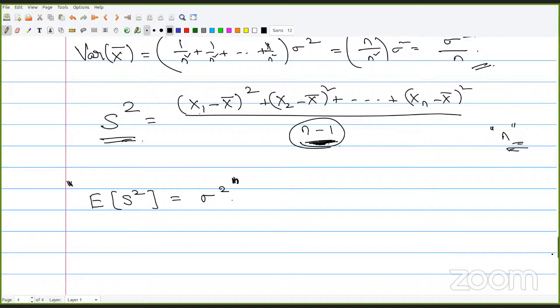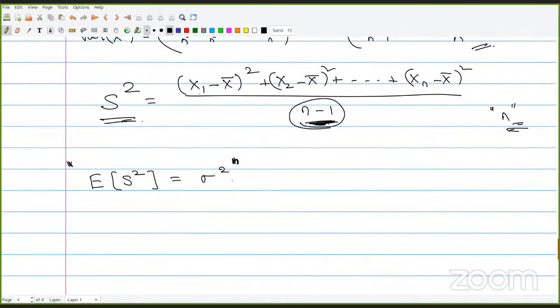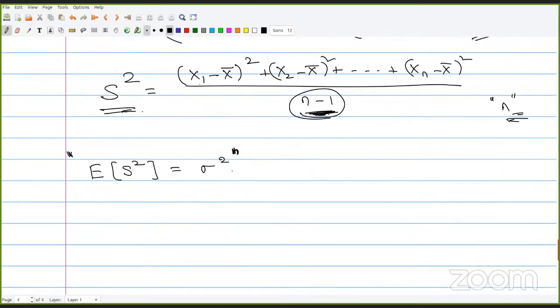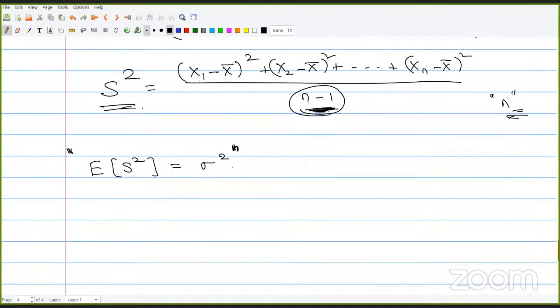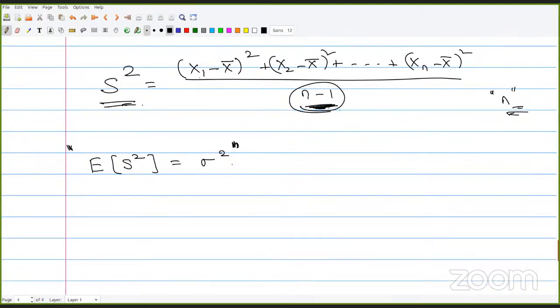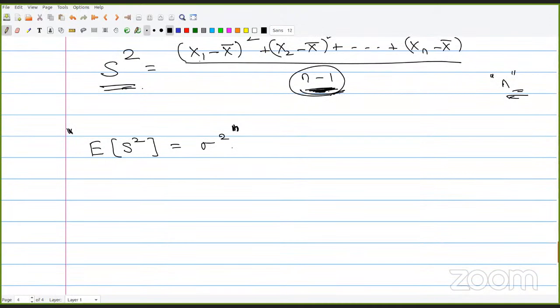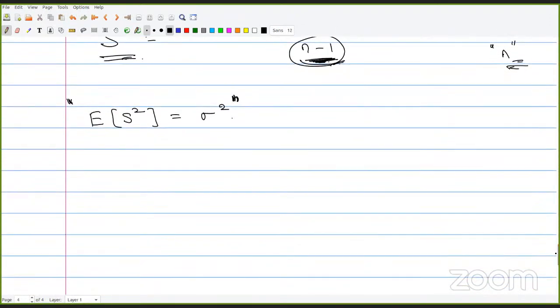So I will just show you very simply. Try to understand. Even if you don't understand, do not worry, because it is not necessary to go through the proof. But it is important that n minus 1 gives you better estimation of the population variance. So this we take as true. Okay, from here I will start.